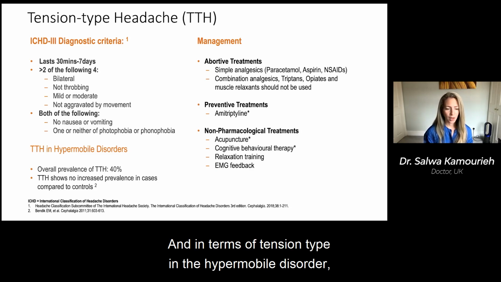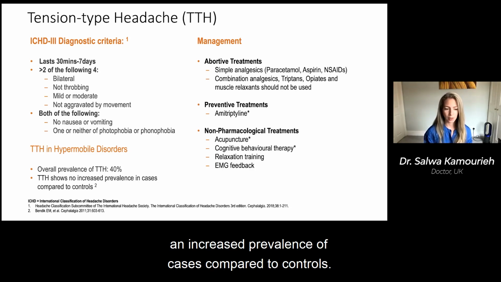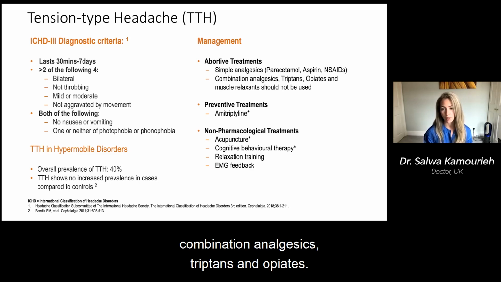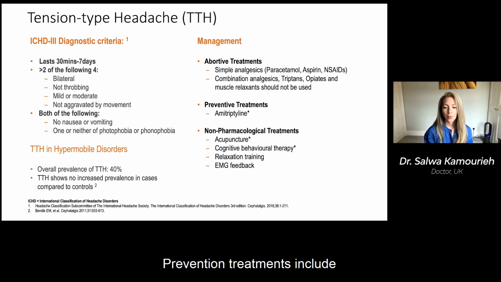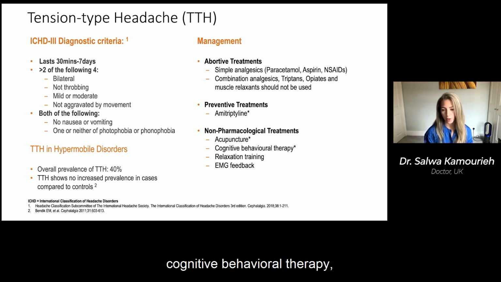And in terms of tension type in the hypermobile disorder, the overall prevalence is about 40%, and studies haven't really shown an increased prevalence of cases compared to controls. Management of tension type headaches, again, includes abortive treatments, such as simple analgesics. And once again, generally, we avoid combination analgesics, triptans, and opiates. Prevention treatments include amitriptyline, mirtazapine is another one which works very well. And non-pharmacological treatments include acupuncture, cognitive behavioral therapy, and relaxation training as well.